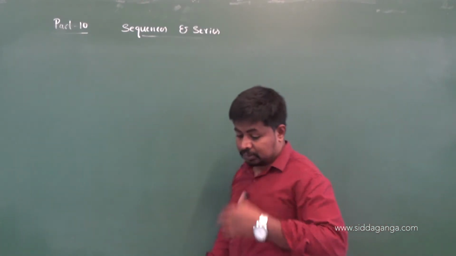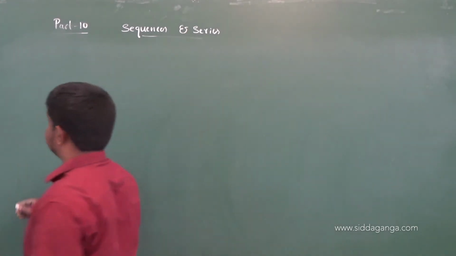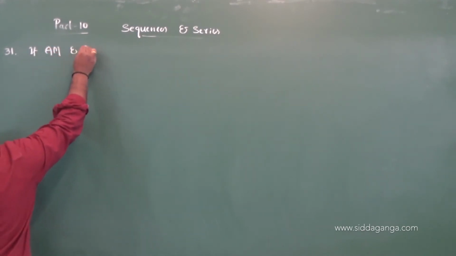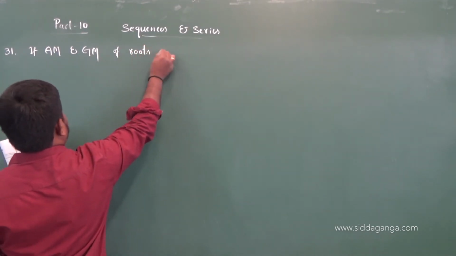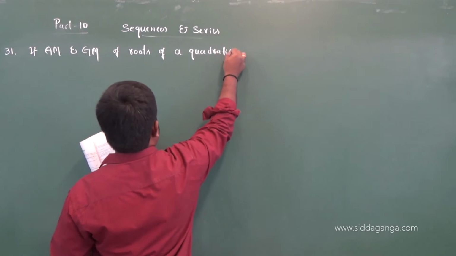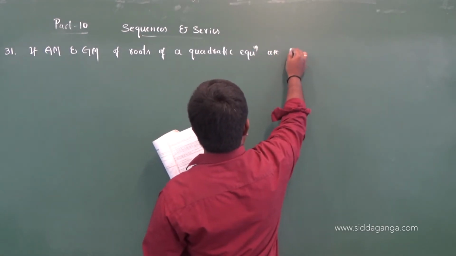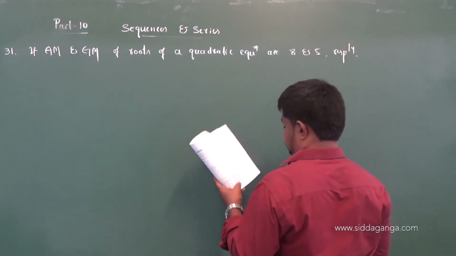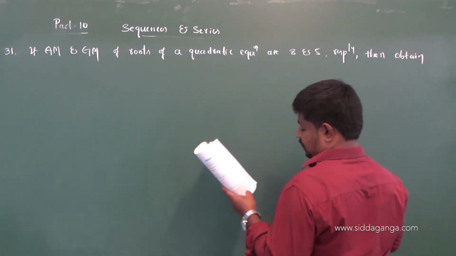Okay, now let us move on to the last question of this exercise. If AM and GM of roots of a quadratic equation are 8 and 5 respectively, then obtain the quadratic equation.